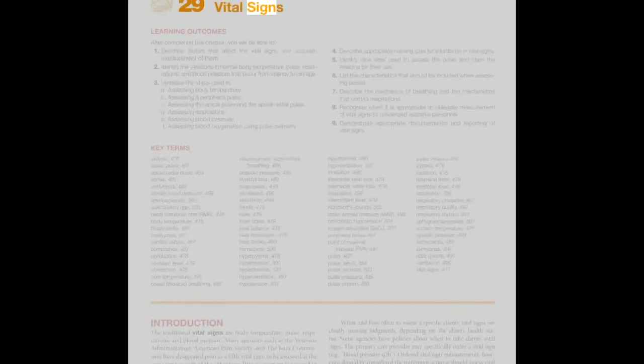4. Describe appropriate nursing care for alterations in vital signs. 5. Identify nine sites used to assess the pulse, and state the reasons for their use. 6. List the characteristics that should be included when assessing pulses. 7. Describe the mechanics of breathing, and the mechanisms that control respirations. 8. Recognize when it is appropriate to delegate measurement of vital signs to unlicensed assistive personnel. 9. Demonstrate appropriate documentation and reporting of vital signs.